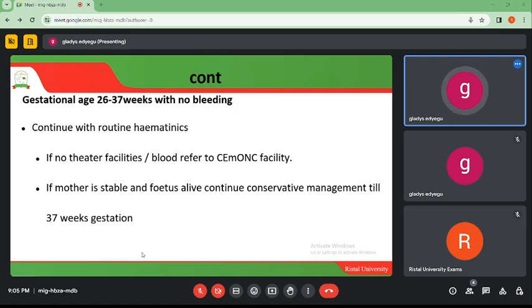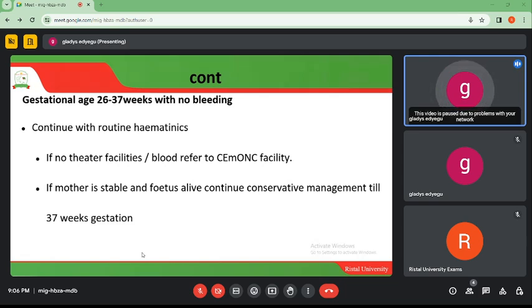Then we also have to continue with the routine hematinics, and that is ferrous sulfate to boost the blood levels, the HB estimates of our mothers, so that when they reach that time of delivering, or in case they start bleeding, they actually have at least some amount of blood that is able to boost their survival during that period of time. So if no theater facilities, store blood, refer to CEmOC facility.